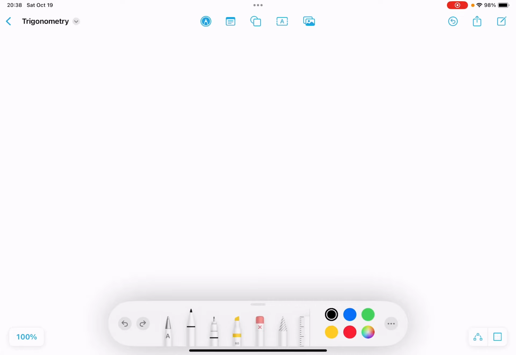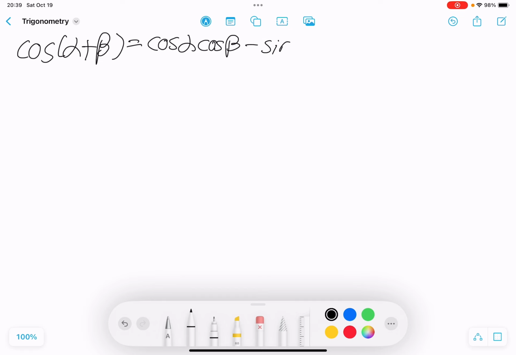So we're gonna talk more about trigonometry, and today we're gonna focus on the sum and difference formulas for cosine functions. First, we have the sum formula, which says that the cosine of two angles, alpha plus beta, equals cosine alpha times cosine beta minus sine alpha times sine beta.